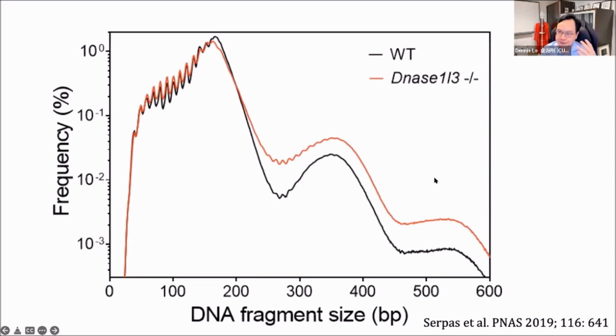And then we do some sequencing and plot out a graph. So you can see the x-axis is the size of molecules, and the y-axis is the frequency. And then you can see the wild types in black, and DNase 1-alpha knockout is in red. So once again, you can see those long molecules.